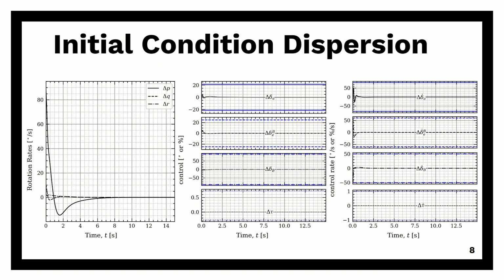Okay, so here is a plot of the initial condition dispersion. We start the aircraft off at trim, and then we perturb it in rotation rates, and we bring it back to zero, and it's simulated for 15 seconds. Now, it's a little bit difficult to see, so I'm going to zoom in. But before I do, I just want to note that these blue lines are the limits on the inputs and the actuation rates. And then in this middle plot, there's gray lines and black lines. The black lines are what's being commanded by the controller, and the gray lines are the actuator states.